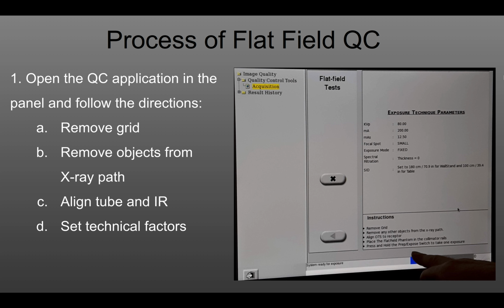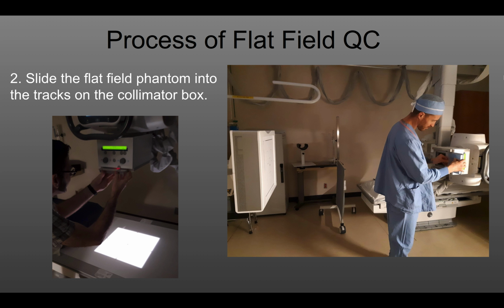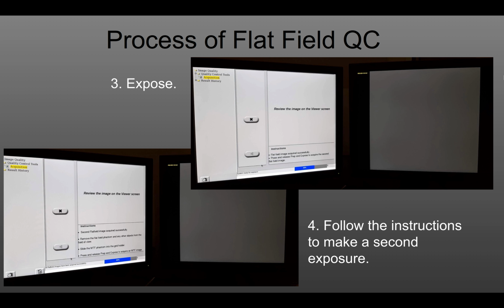To run the flat field test at Northwest, we opened the QC application and simply followed along. We removed the grid as well as any objects in the X-ray's path. Then we aligned the tube with the IR and set the distance. Next, the flat field phantom was inserted into position on the collimator box. The phantom looks like a thick block of aluminum with tabs along the sides that slide into brackets on the front of the collimator box. Upon exiting the room, we made an exposure and then followed the instructions for a second exposure.